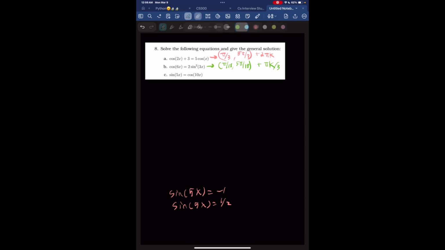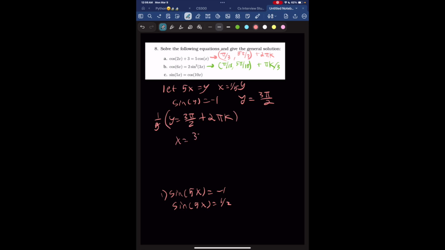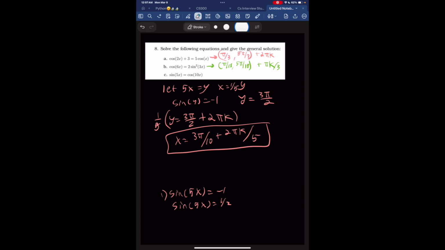So we have to solve for both possibilities. Let's consider the first possibility where we have the value to be equal to -1. If we let 5x be equal to y, then sine of y is equal to -1. Which values produce -1? Well, there's only one angle, 3 pi over 2. So general solutions are 3 pi over 2 plus 2 pi k. But this is in terms of y. We need this in terms of x. x is 1/5 of y. So multiply by 1/5 on this whole equation. x is 3 pi over 10 plus 2 pi k over 5. That's going to be your first solution from the first case.